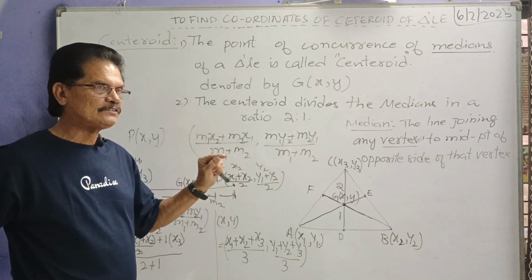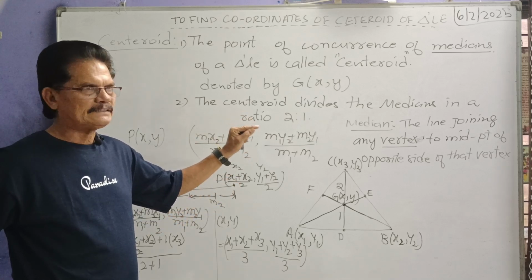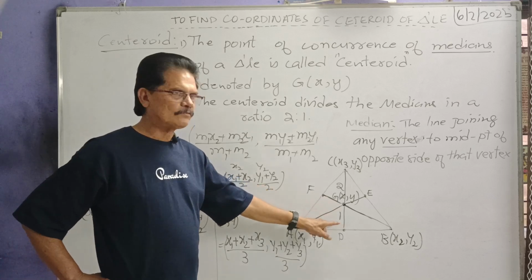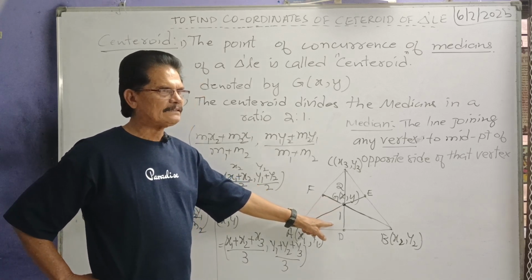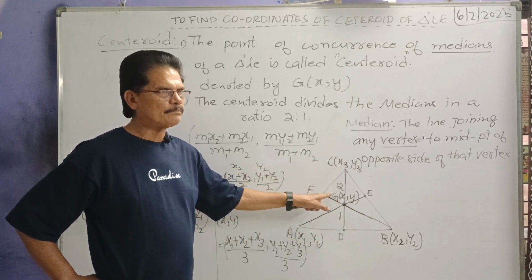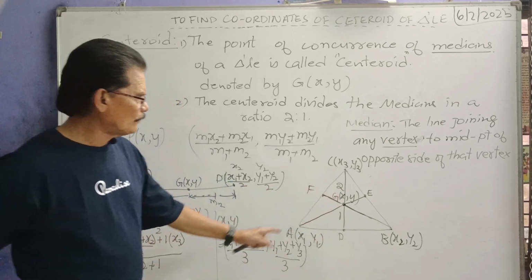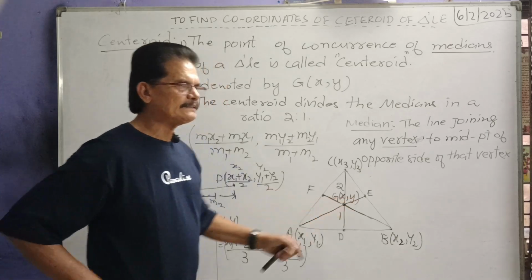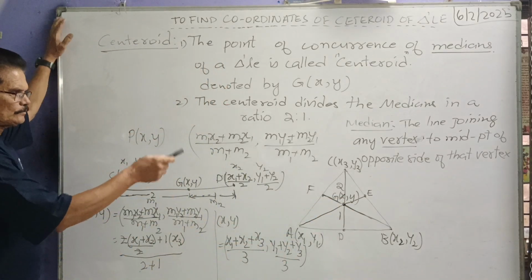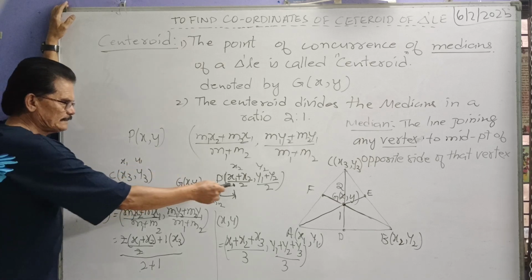What is that special ratio? 2:1. Two parts towards the vertex and one part towards the base. Now we want to know what is X and what is Y. As you know, G(X, Y) is a ratio point. So this is that median CD.